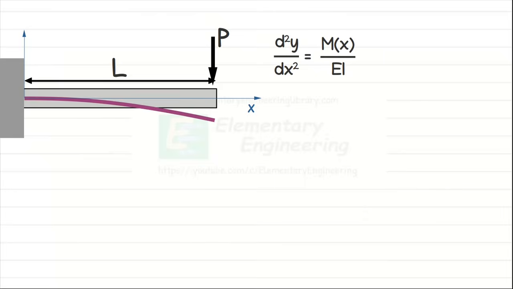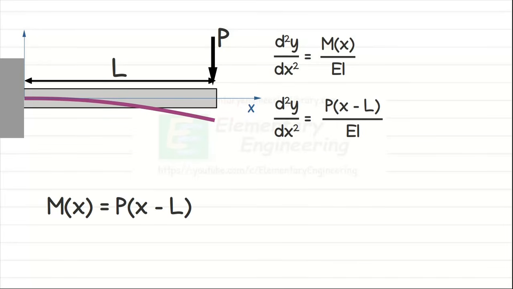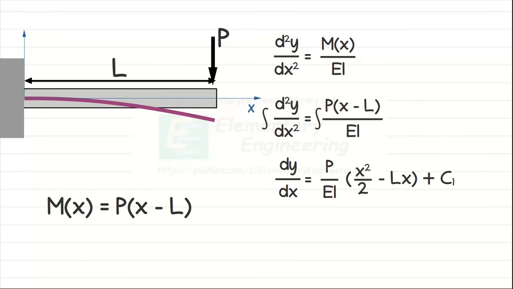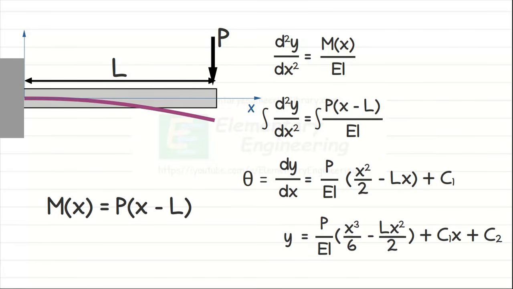So we start with this equation. Now let's find the bending moment at a section located at a distance x from the fixed end. We substitute this in our curvature equation. Now we integrate it once. This gives us the slope or rotation of the beam at any point. Now we integrate it a second time. And this is the deflection.